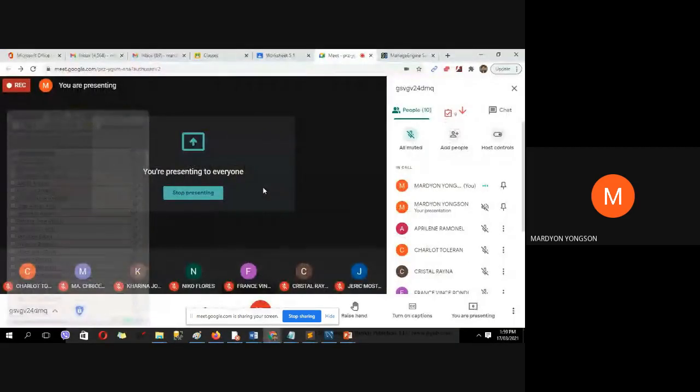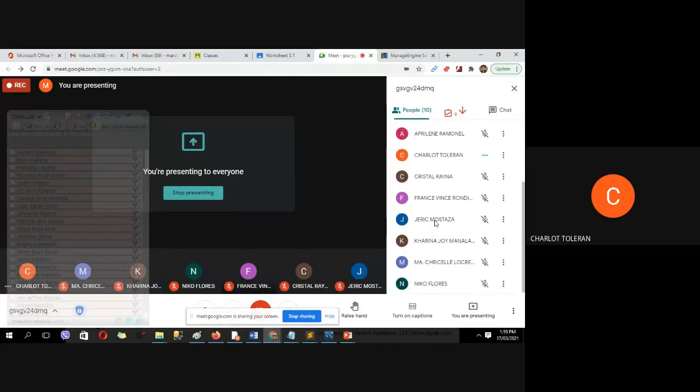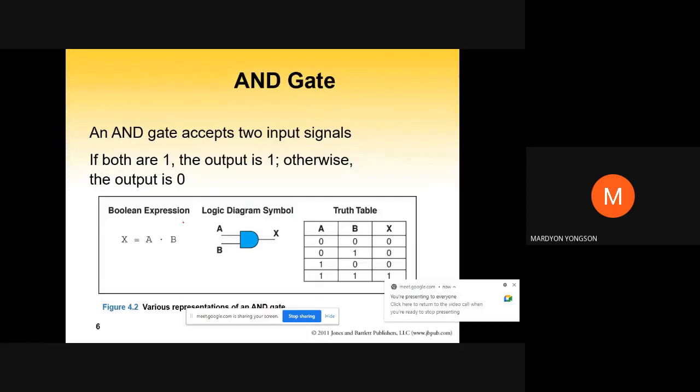Anyone? Anong arithmetic operation for AND gate? Sir, pakiulit po. Dito sa AND gate, ano yung ginagamit natin arithmetic operation? Sir, yung X equal po A times B. Yan. Ano nga siya? Anong arithmetic operation?